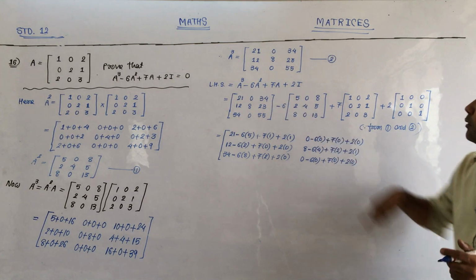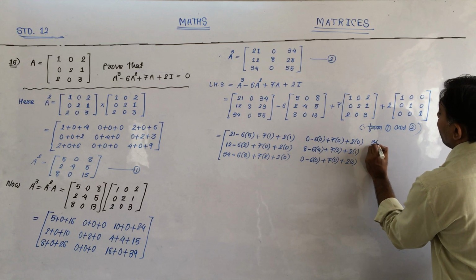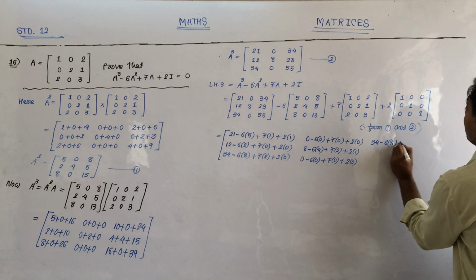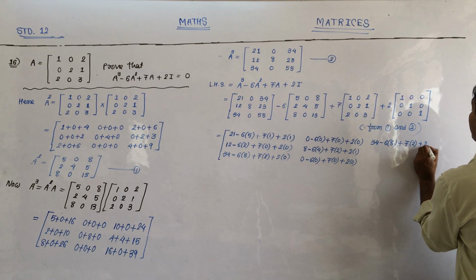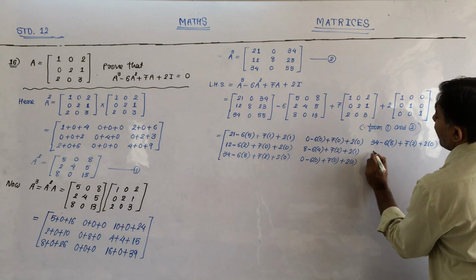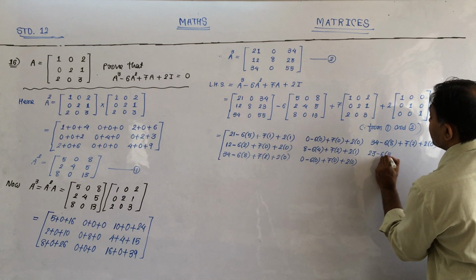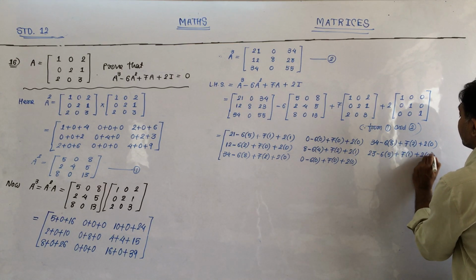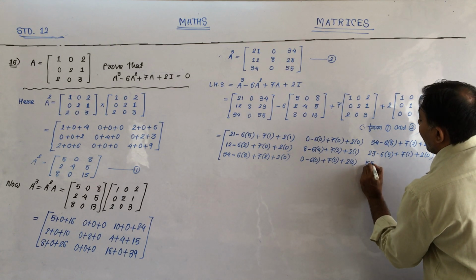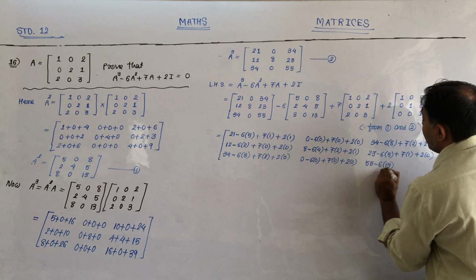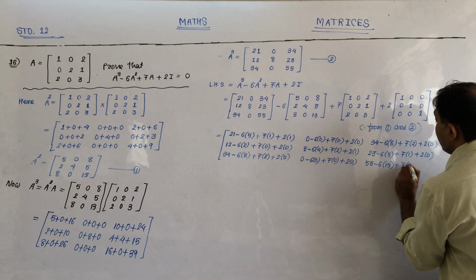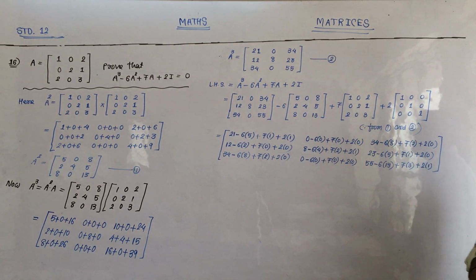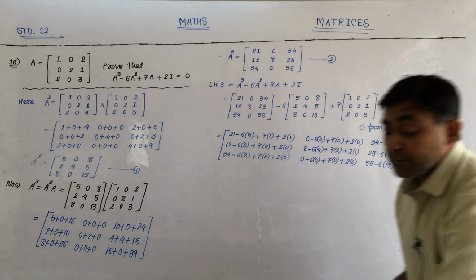Now the last column, let us write 34 minus 6 into 8, see here, plus 7 into 2 and plus 2 into 0. 23 minus 6 into 5 plus 7 into 1 and plus 2 into 0 once again. And at last 55 minus 6 into 13 plus 7 into 3 and plus 2 into 1. Okay. Now again we solve it.